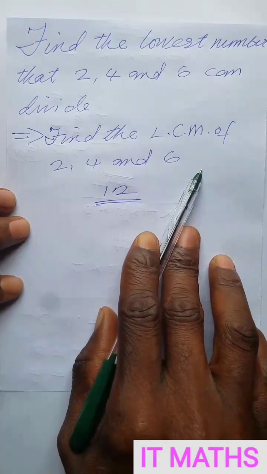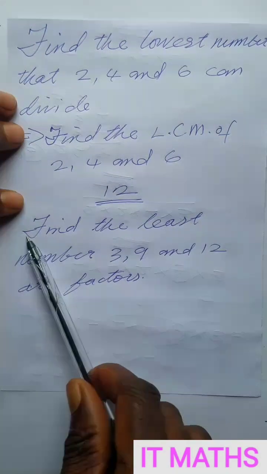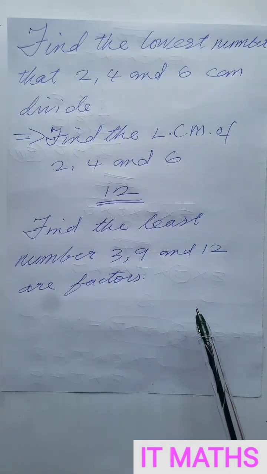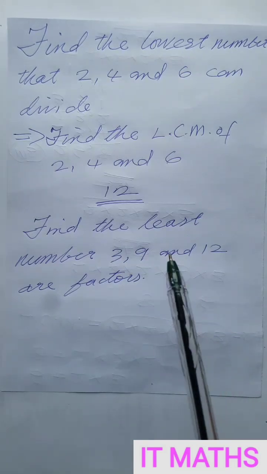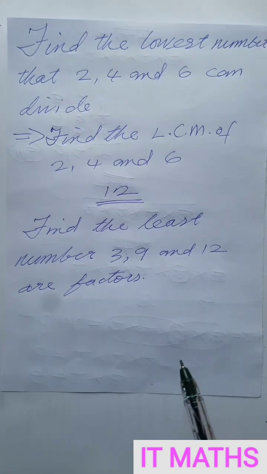Please take note. Don't let anybody trick you. Or if it comes in this form, find the least number 3, 9, and 12 are factors. Don't be tricked, please. Okay, you can take this as something to go home with. Just do that and then paste the answer in the comment section.